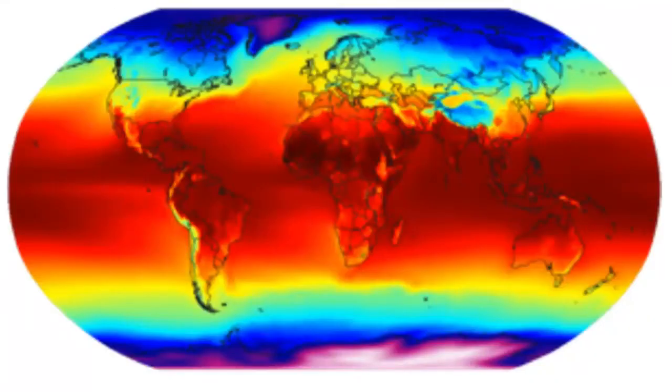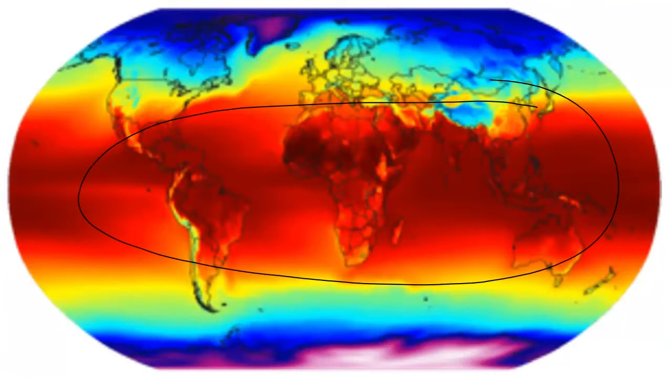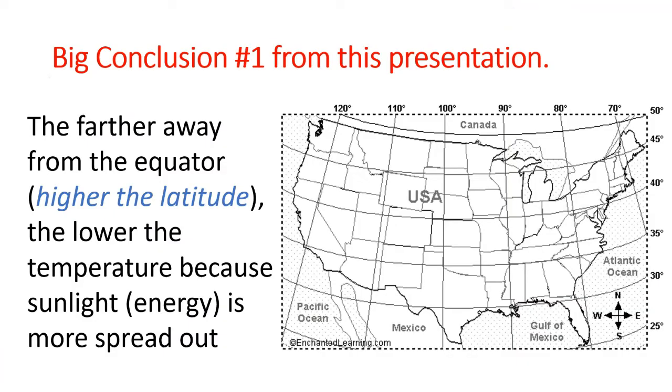You can see that here's a thermal energy image of the Earth, and you'll notice that the highest energy and highest temperature sections of the Earth are right there in the middle, because that's where the sun tends to be more directly overhead and sunlight is much more concentrated. As you go away from the equator, either direction, and the Earth is more curved, the sunlight hits you at an angle and is therefore more spread out. You get less sunlight and hence lower temperatures. So, another big conclusion: the farther away from the equator, or the higher the latitude, the lower your temperatures, because sunlight is more spread out.